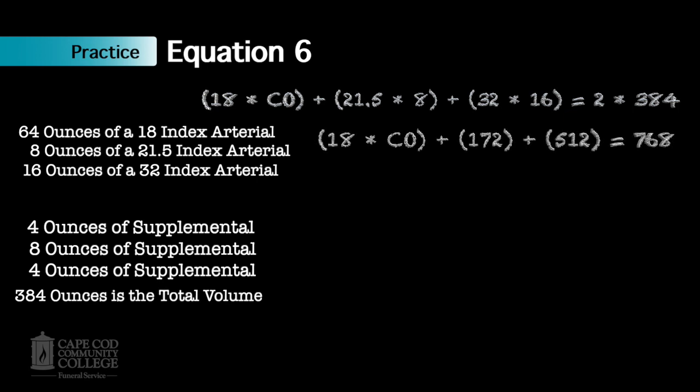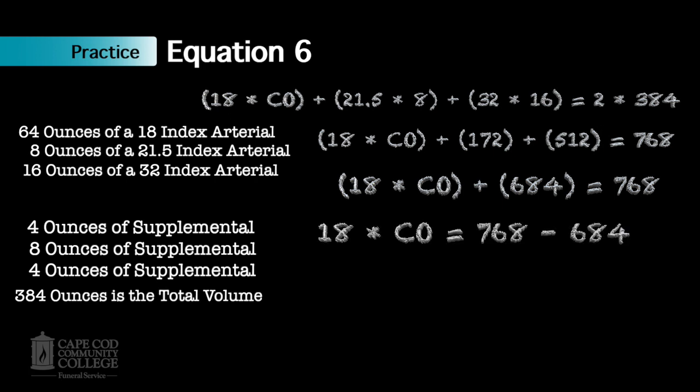Next, we can solve easily for the right side of the equation. So we know that 384 times 2 equals 768. We're also easily able to multiply together at least 2 of these chemicals. So we know that our 21.5 index chemical multiplied by the 8 ounces is 172. And our 32 index chemical, which we use 16 ounces of, is 512 when multiplied together. Next, we can add together at least 2 of these chemicals. We can't add together the third because we haven't solved for it yet.